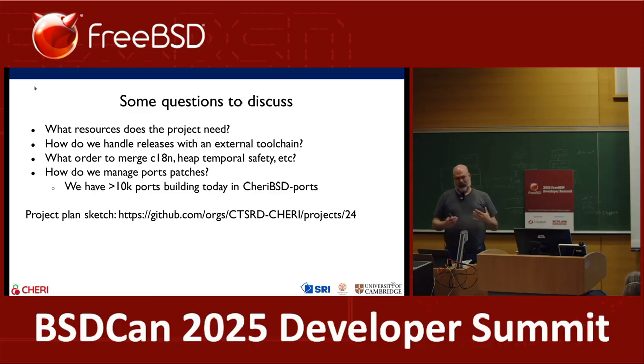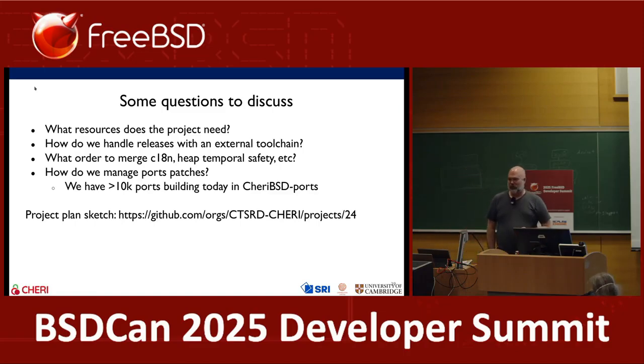How do we manage patches to ports? Right now, we have about 400 repos in our GitHub, like half of which are forks of things that we've patched up, and then we add a CHERI_BSD.patch to our ports tree. That kind of works, but it's kind of gross. So there'll be thinking to be done there. And online, we've got a sketch of a project plan. It's the one project on our CTSRD-CHERI org on GitHub.